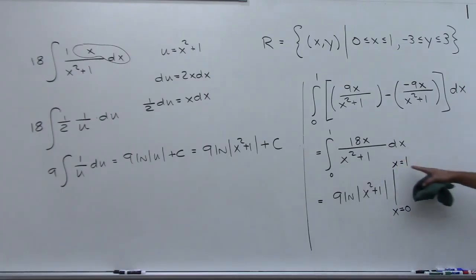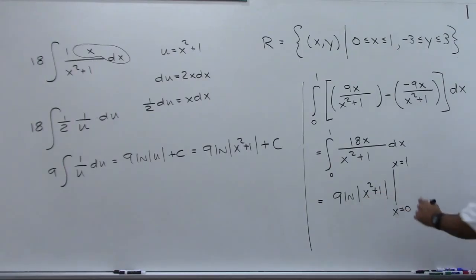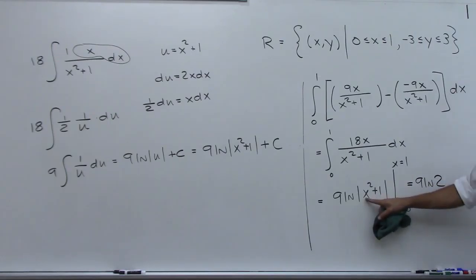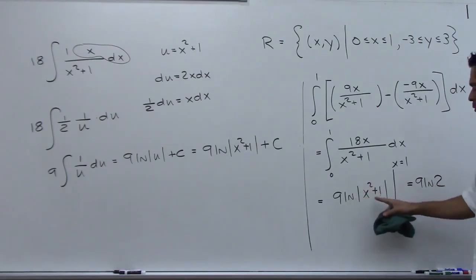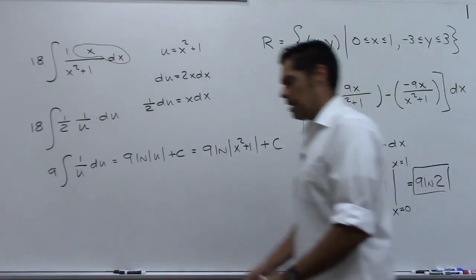And so let's plug in 1. If we plug in 1, we get 1 squared plus 1, that's 2. We get 9 natural log of 2 minus, now when we plug in 0 here, we get 1. Natural log of 1 is 0, so minus 0. So that should be it right there. 9 natural log of 2.